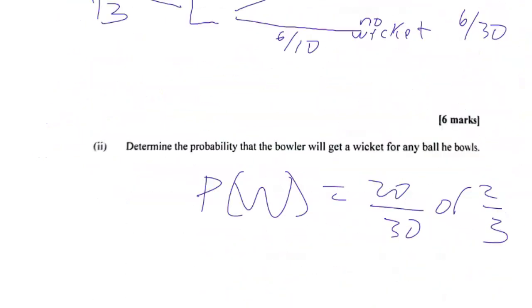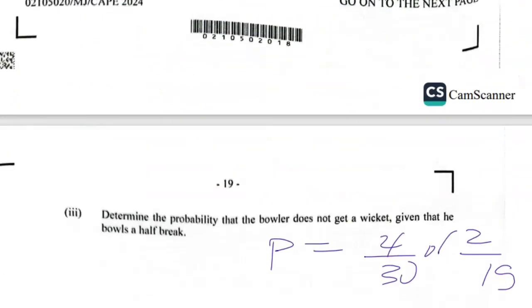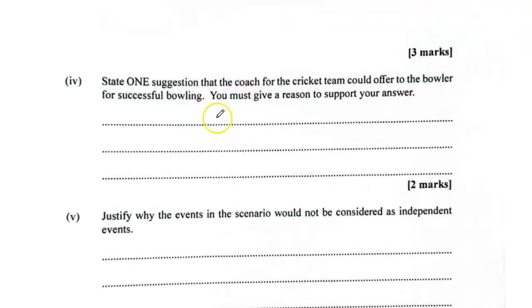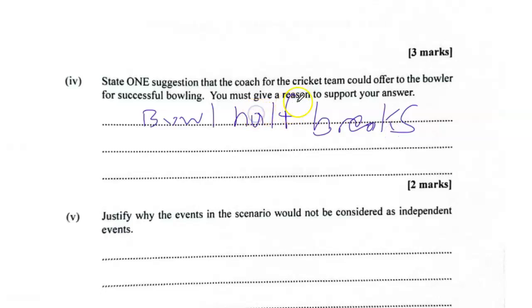So I would encourage the bowler to bowl half breaks. Bowl half breaks. And the obvious reason is that the chance of getting a wicket is greater. So the probability of a wicket is greater than when leg breaks are bowled.